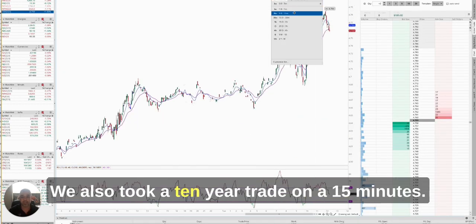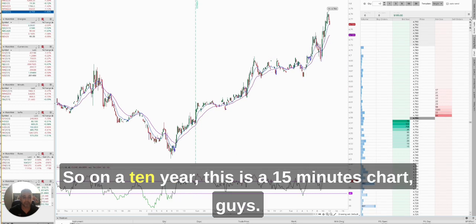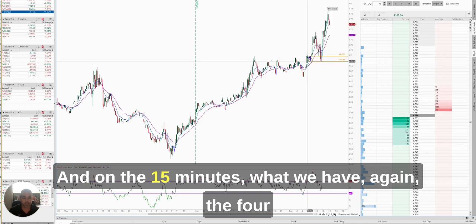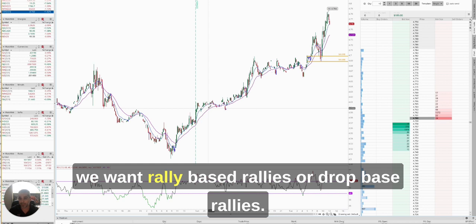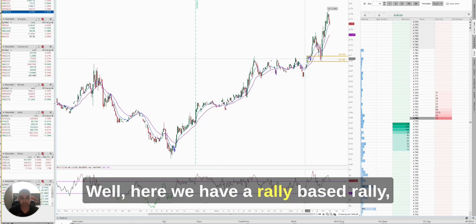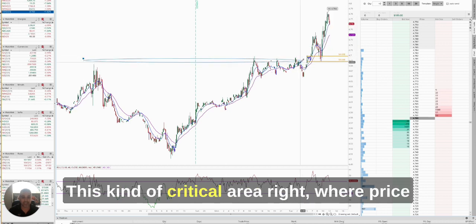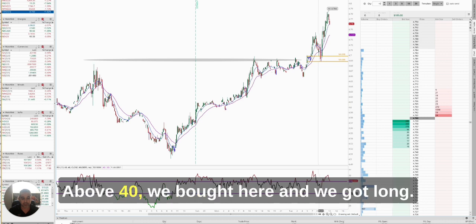We also took a 10-year trade on a 15-minute. Here we have it. This is a 15-minute chart, guys. And on the 15-minute, we have, again, the 4 main candle patterns, the only ones that matter. In an uptrend, we want rally-based rallies or drop-based rallies. Well, here we have a rally-based rally. And this is something that we talk about a lot inside of our inner circle, this kind of critical area, where price stalls, breaks out above, comes back and retests. Momentum is on our side above 40. We bought here and we got long.